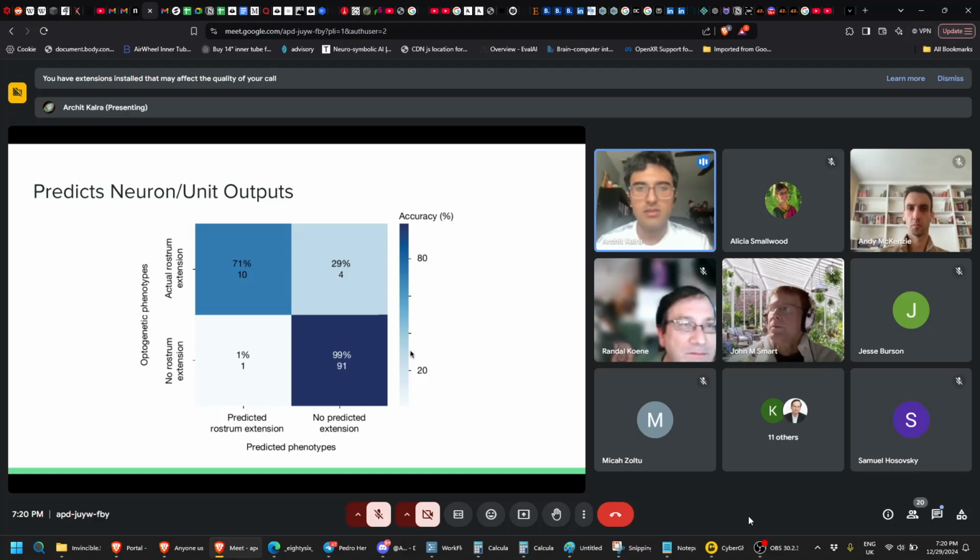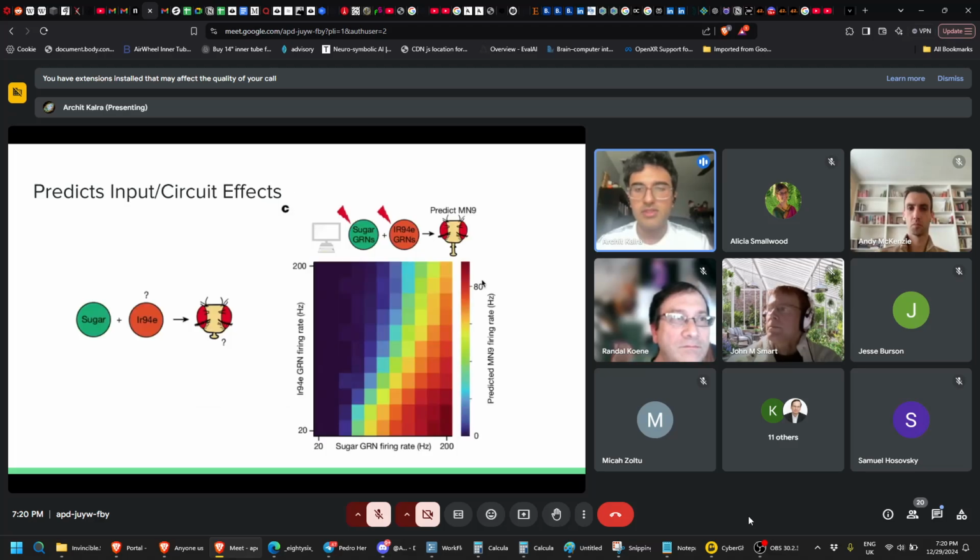And this is a good case for this model because it's specifically focused on something that's entirely within the brain, with limited complexity. So it's a good use case for this model. The next thing that the authors decided to do was to predict input circuit effects. And they focused on this one other gustatory receptor neuron called IR94E.